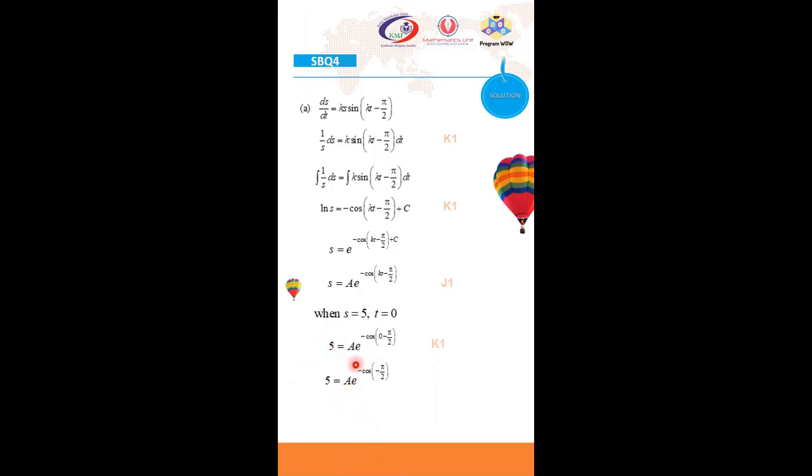And then when s equal to 5, t equal to 0. So substitute the values of s and t to find A. So here we got A equals 5 over e to the power of negative k. Okay. So the process to find A is 1 mark, and then J1 you substitute the value of A in the solution. Okay. So this is the final answer.